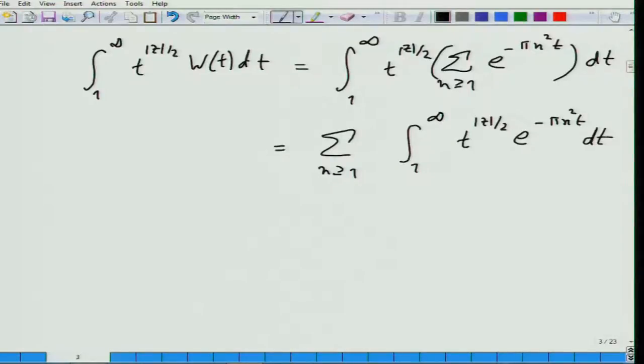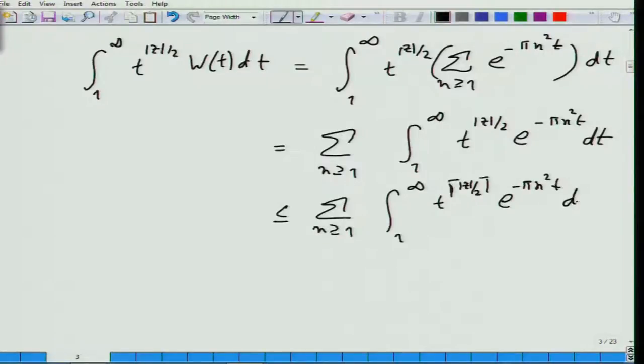Now, what do we do with this? There is a simple way to handle this. Actually, mod z is some real number, right. So, this is at most the integral from 1 to infinity of t to the power of the ceiling of mod z by 2, the integer just higher than mod z by 2, times e to the minus pi n square t dt, right.